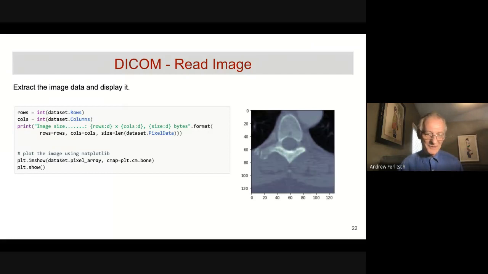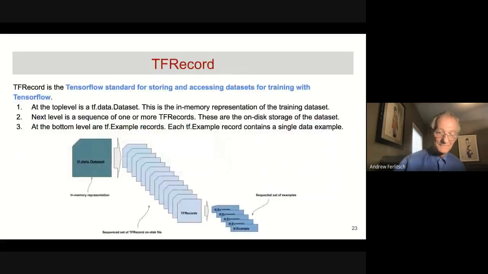I always encourage you to refer to the reference materials and tutorials that dive deep into it. But now let's go look at TFRecords. So TFRecord is a TensorFlow standard for storing and accessing data sets for training with TensorFlow. And at the top level is tf.data.Dataset. And this is an in-memory representation of the training data set. So this picture here sort of symbolizes this in-memory representation.